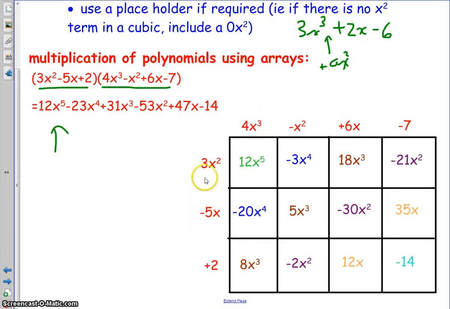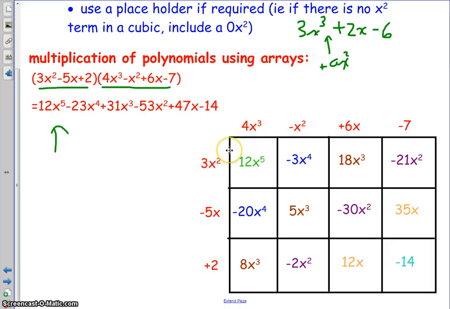Okay, so you can see here what the inside of the array should look like. The big thing to watch out for when you're doing this multiplication, for each step, just make sure you're following your exponent rule. So for example, up here, 4x cubed times 3x squared, x cubed times x squared, remember from grade 9, if you're multiplying powers with the same base, you add the exponents, you get x to the exponent 5.